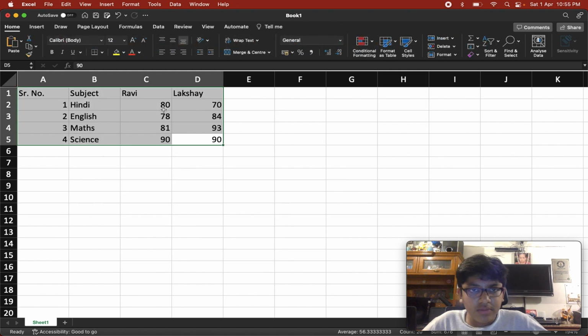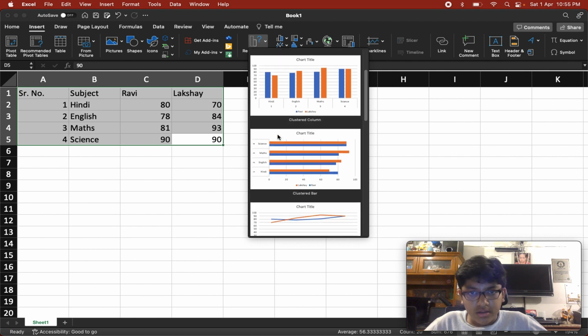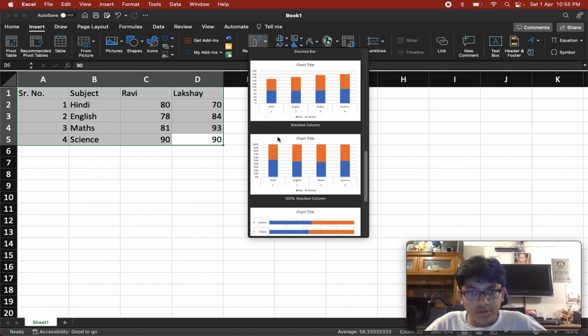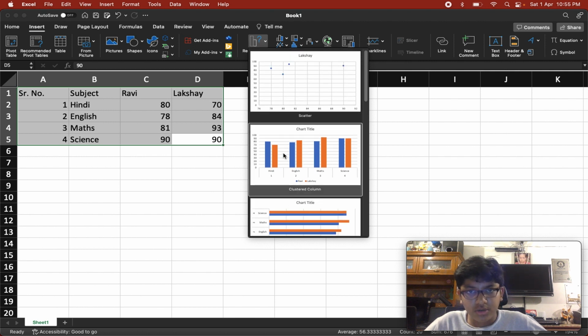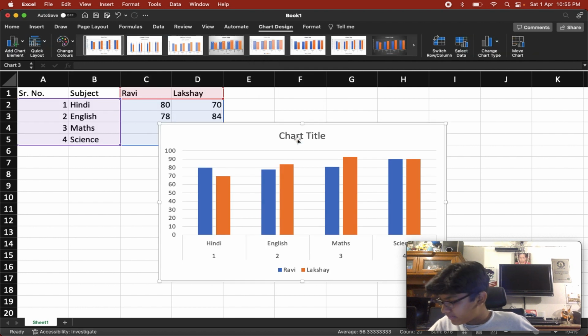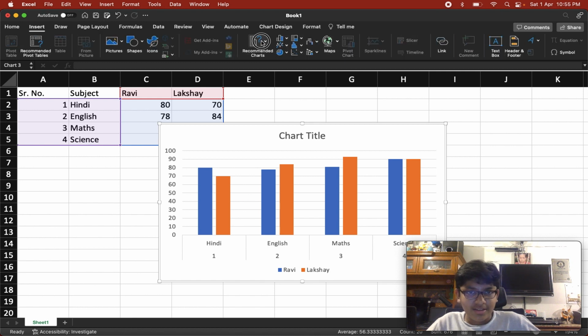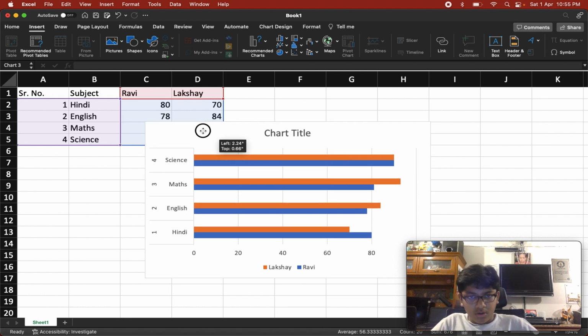Next, we'll delete this chart and we'll move on to the bar chart. All right. Where is the bar chart? I think the clustered column one is the bar chart. No, this is not the bar chart. Just a second. And yeah, this clustered bar chart is our bar chart. All right.